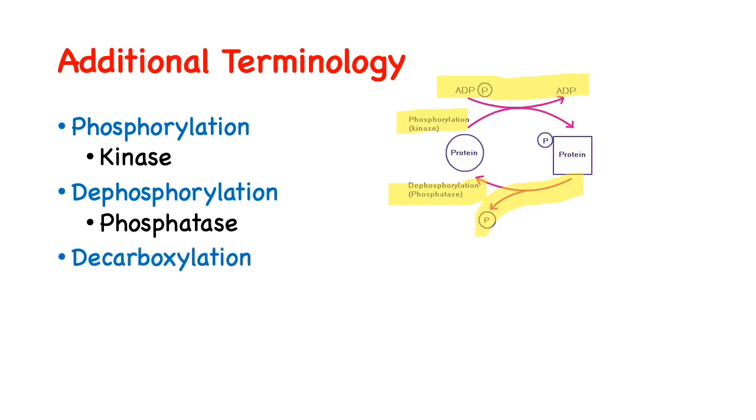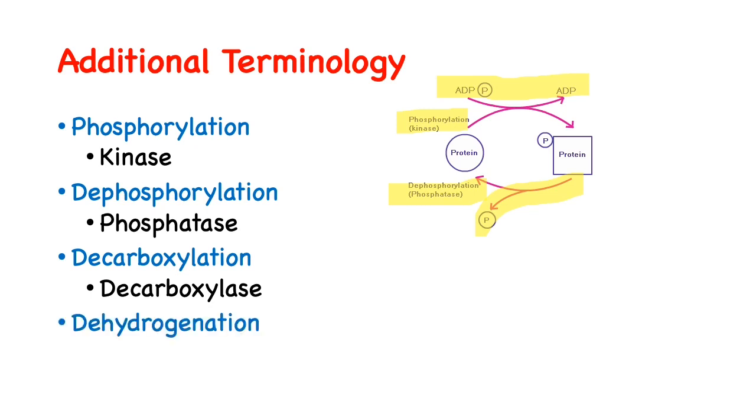Decarboxylation involves the removing of a carbon dioxide, and the enzyme involved in that is decarboxylase. Dehydrogenation is removing hydrogens, and the enzyme for that is dehydrogenase.